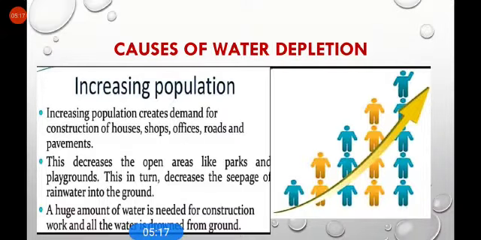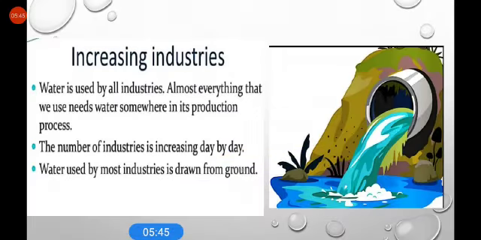There are so many causes of water depletion. First is increasing population. Increasing population creates demand for construction of houses, shops, offices, roads and pavements. This decreases the open area like parks and playgrounds. This in turn decreases the seepage of rainwater into the ground. A huge amount of water is needed for construction work, and all water is drawn from the ground.